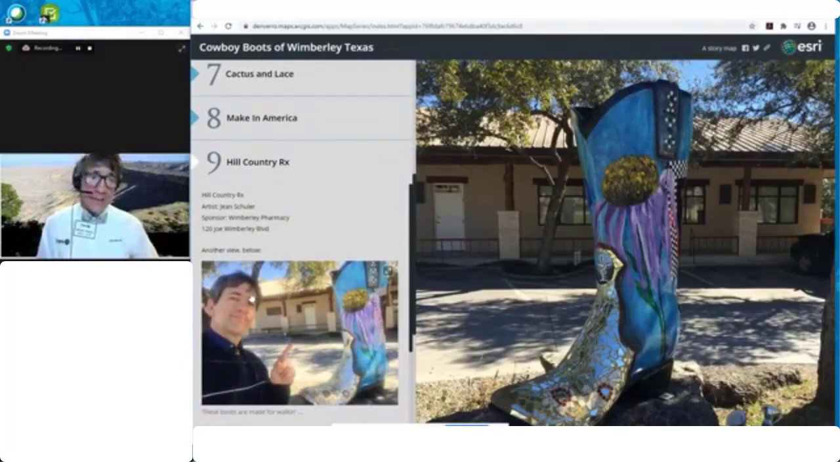The reason I made it is in part to show that if you've got some public art project or some other thing in your community that makes it special, make a story map out of it. Tell other people about it. That's one of the things I wanted to share.